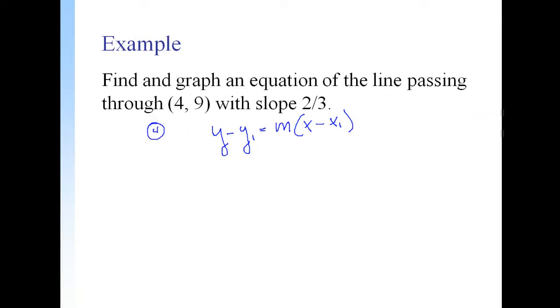So here's what you do. Where you have the m, we're going to put 2/3. And this is the y, so we're going to put a 9 there. And then this is x sub 1, so we'll put the negative 4 there. Okay? So we now have y minus 9 equals 2/3 x minus, now 2 times a negative 4 is 8, over 3.